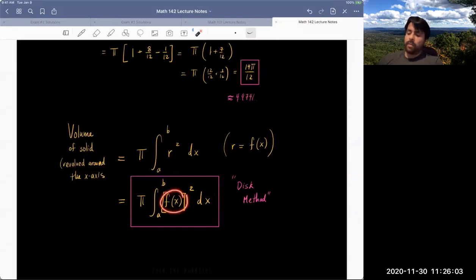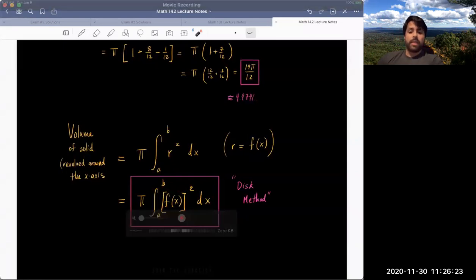And where does f of x come from? What does that represent? That represents the radius of these disks. Do you guys see that? I know it may take some time, but try to make that connection. Don't just use this formula. This is called the disk method. We'll talk about the washer method right after this.